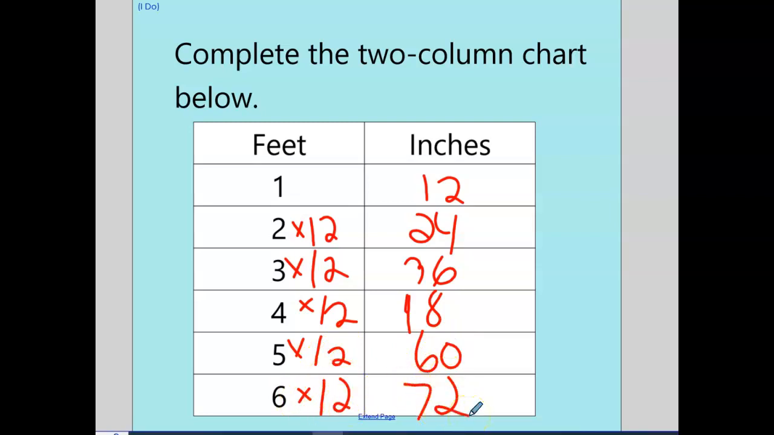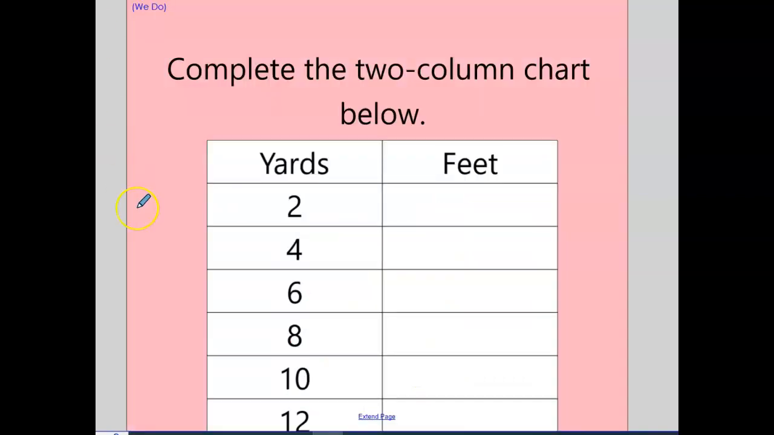So as you can see, you look at the titles at the top and you write down your piece of information that you know. 1 foot equals 12 inches. Now that means I can use my times 12 every single time to fill out the rest of my chart. All right, let's do one together. Yard to feet. Take a look at your chart that you wrote down to help you.